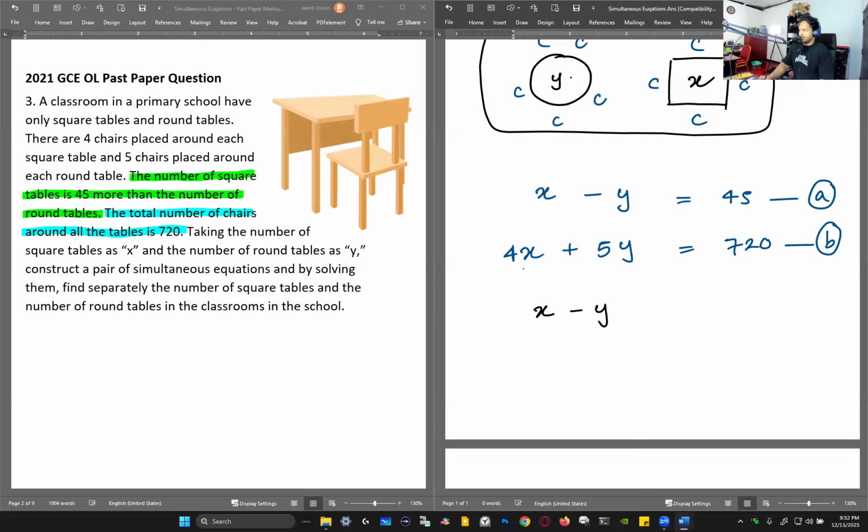I told you guys in the beginning that it's very difficult to get the answer when there are 2 variables. I only need 1 variable. Therefore, I am going to cancel off y. To cancel off y, Miss Fatima, I should multiply the A equation by what value?